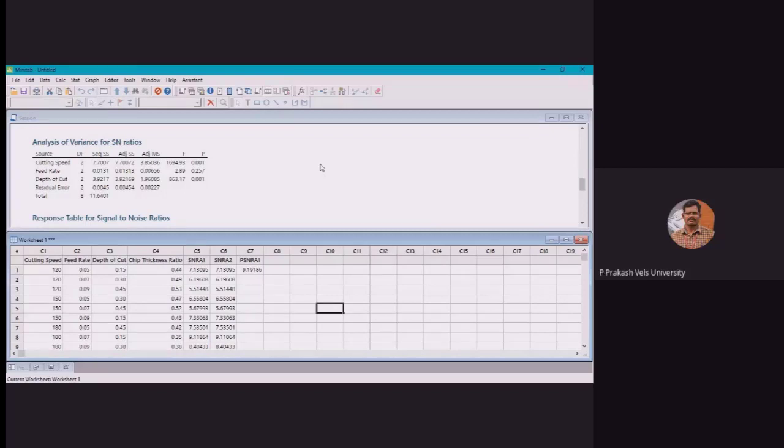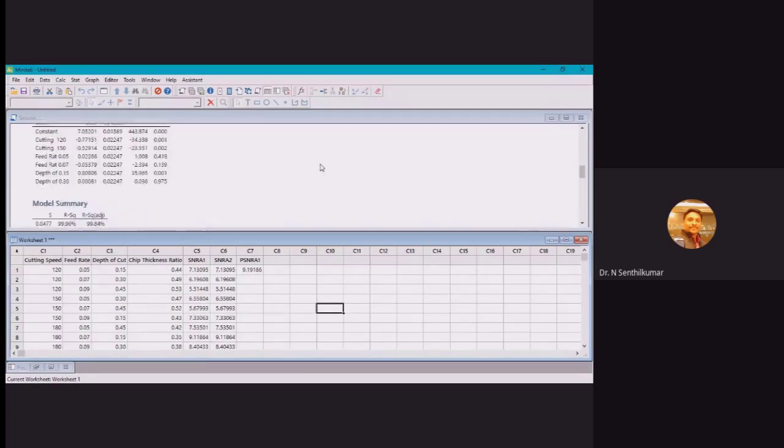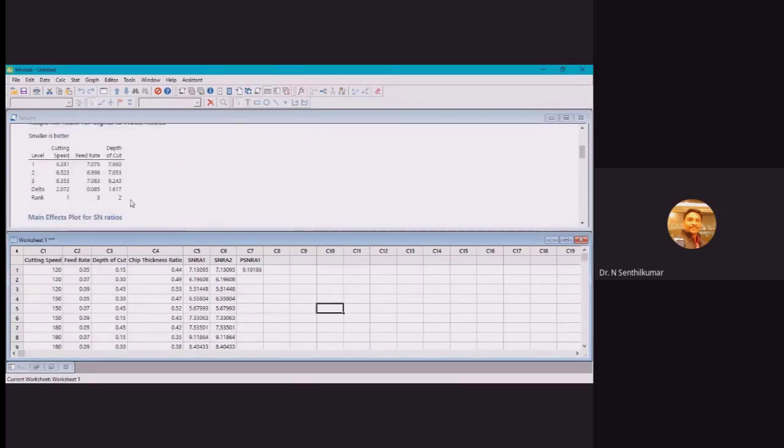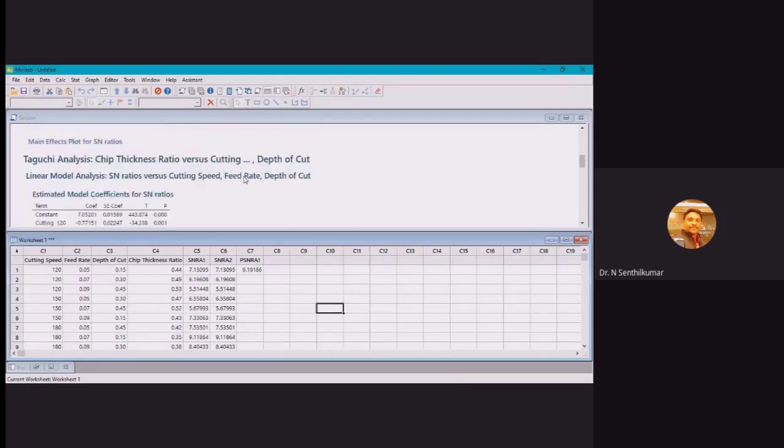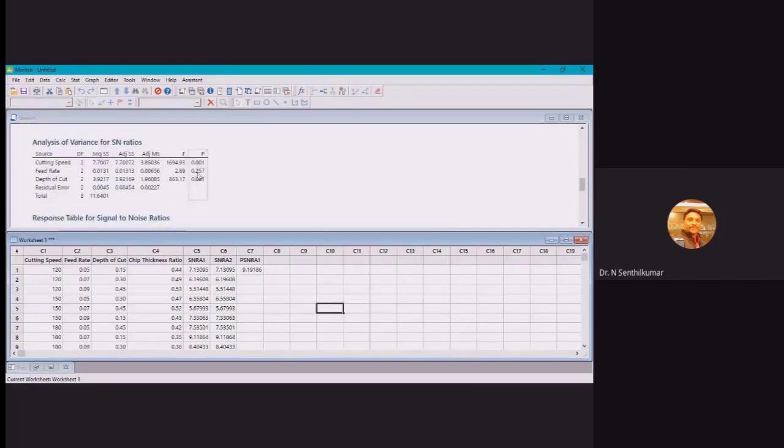Sir, feed rate p value is not less than 0.05. No, it is not. It is not significant. That's why we are telling. In that response table also you can see it is the least one. So statistically it is not significant actually. In some cases p values will be less than 0.05 but not statistically significant, but even though we can quantify that. But in this case the cutting speed and depth of cut are statistically significant since these two values are less than 0.05.